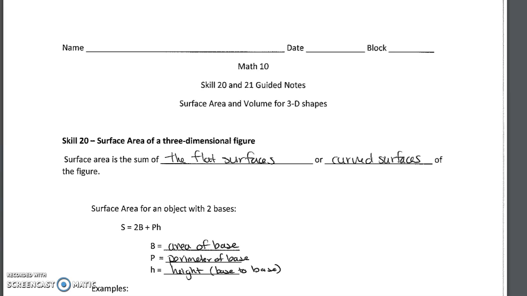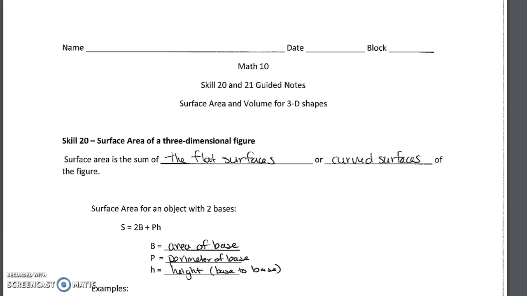So go ahead and find the notes. You should have picked those up when you walked in. Let's go ahead and look at them. I know the notes say skill 20 and skill 21, but as I was working through this lesson, I realized that it was just way too much content. So I'm going to change it a little bit for us today. Today we're just going to do skill 20, so we're just going to do surface area.